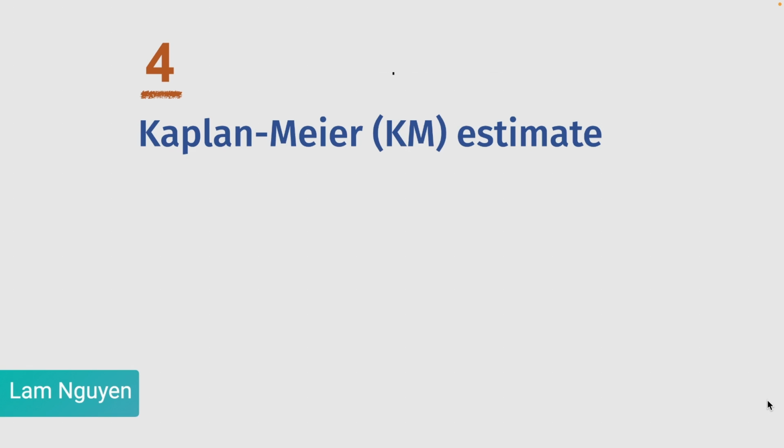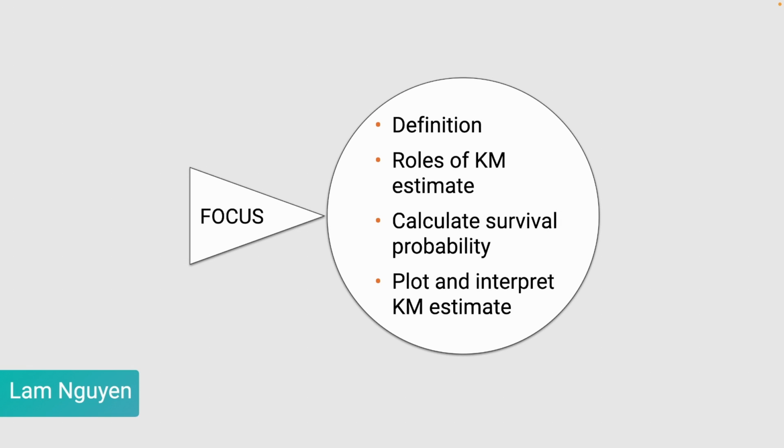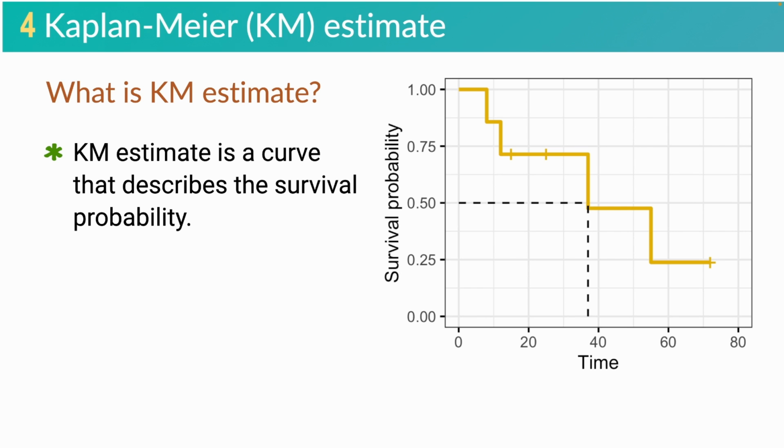This tutorial is about the Kaplan-Meier estimate or Kaplan-Meier curve. In this tutorial, we will cover what the Kaplan-Meier estimate, or KM estimate, is and what it is used for. Then we will delve into how to calculate survival probability from an example. In the last section, we will plot and interpret the meaning of the KM estimate.